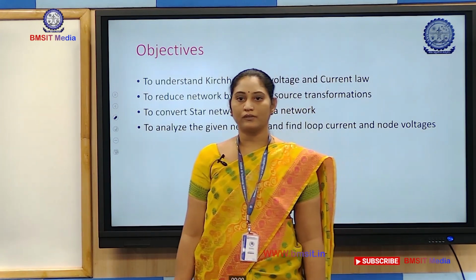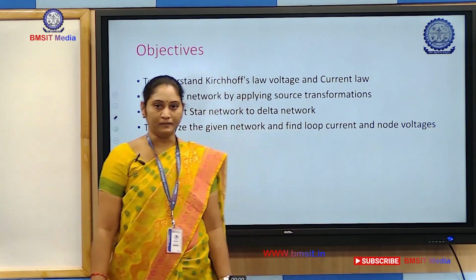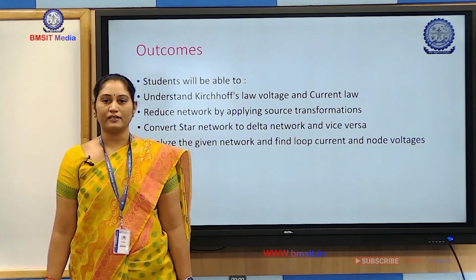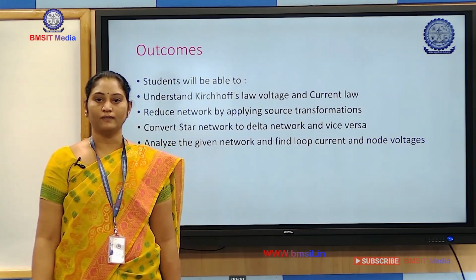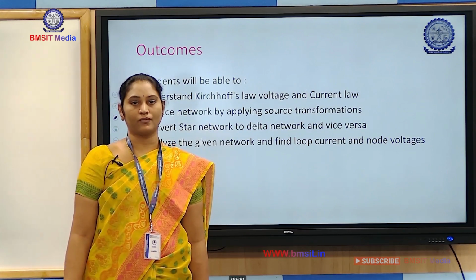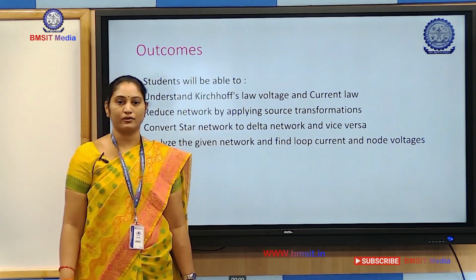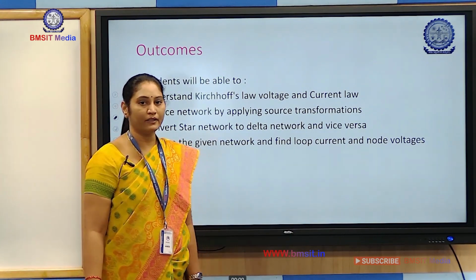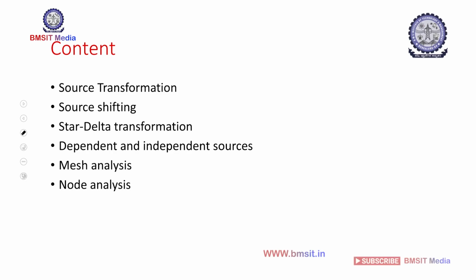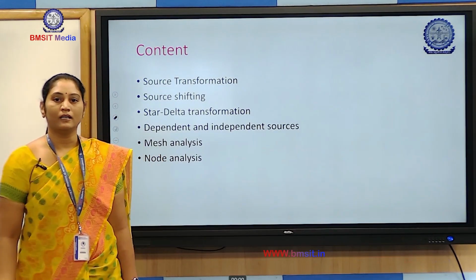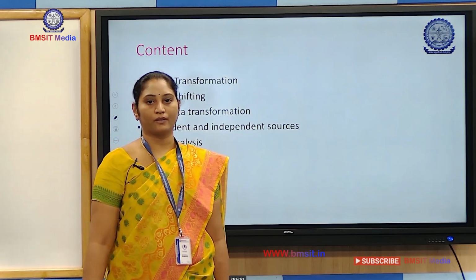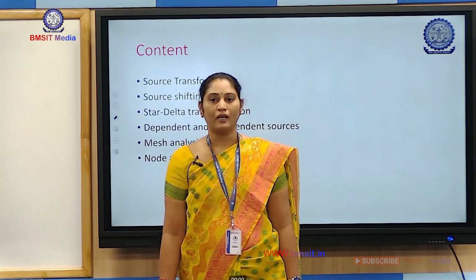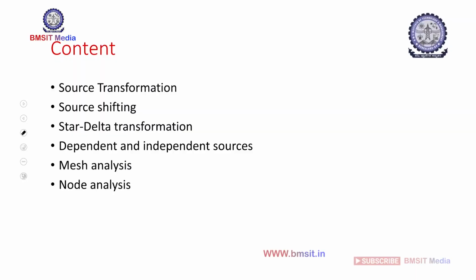These are the objectives which we set for module 1, and the outcomes of this module are understanding the Kirchhoff laws, reducing the network by applying source transformation, converting star to delta and delta to star, and analyzing the given network to find loop currents and node voltages. The contents we are going to cover here are source transformation, source shifting, star delta transformation, dependent and independent sources, mesh analysis and node analysis.